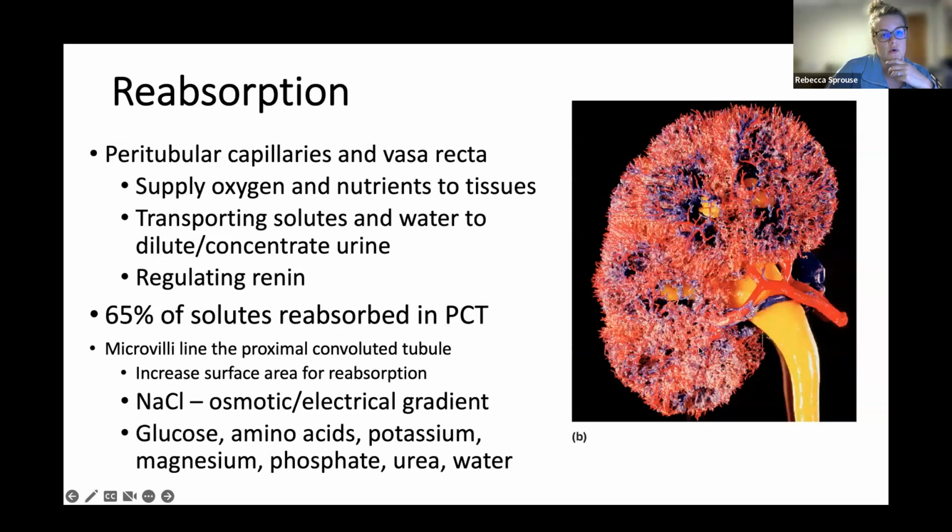This kind of is a cool picture. This is all the vasculature of the kidney. So I'm not kidding when I say that a lot of the cardiac output is in the renal system at any given time.